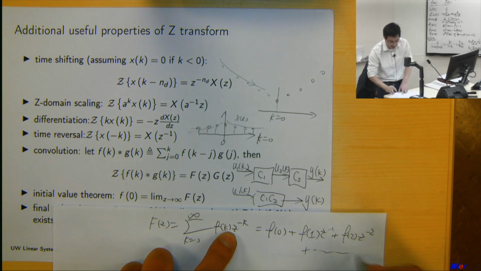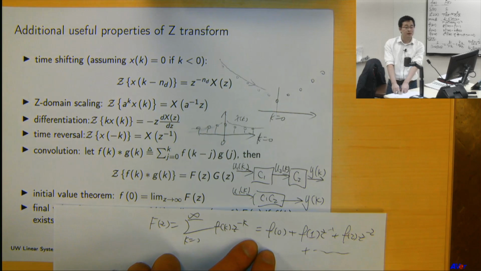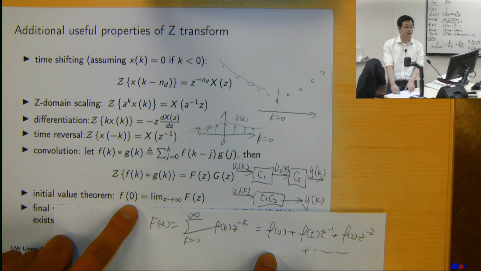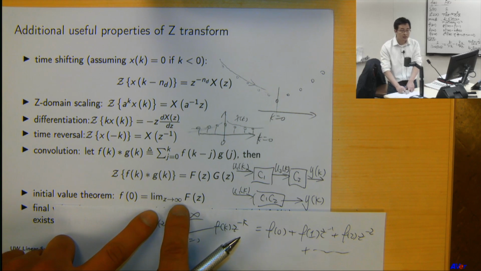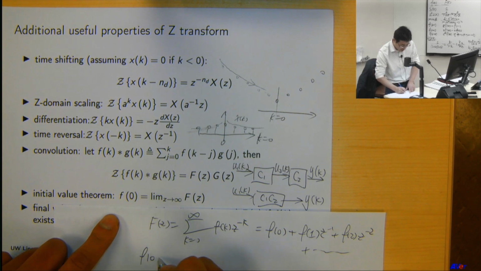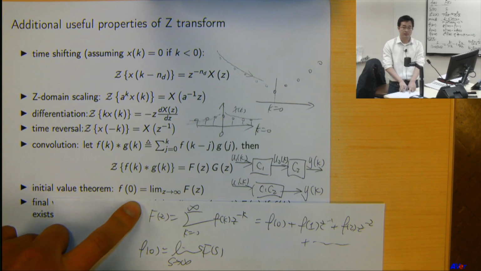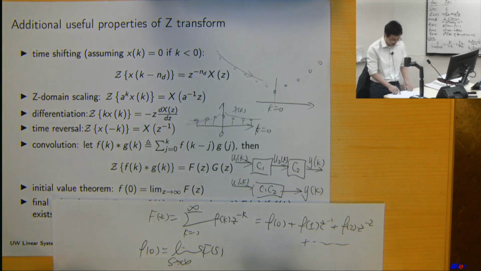So you can keep adding terms. If you want to know what is f(0), you let z go to infinity. Then you have z to the power of negative 1, which is 0. Negative 2 is 0. So all these are going to be 0. So that's how the initial value theorem can be quickly proved. There's no z hanging out. In the Laplace domain, it's f(0) equal to the limit as s goes to infinity of s F(s). This is the difference in the z domain. It's easier, I would say, in the z domain.